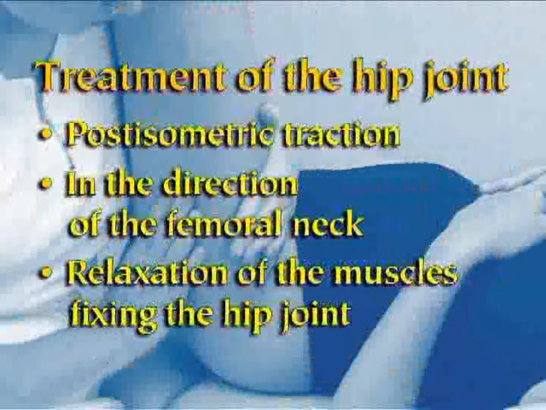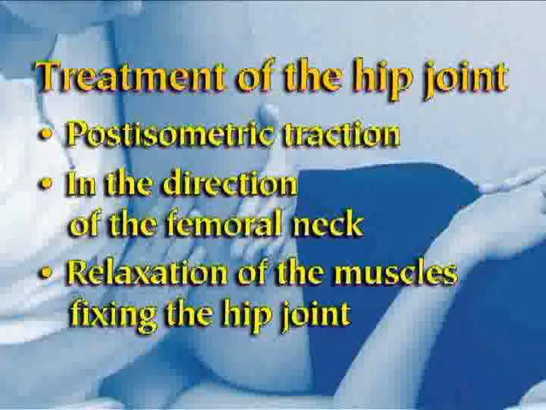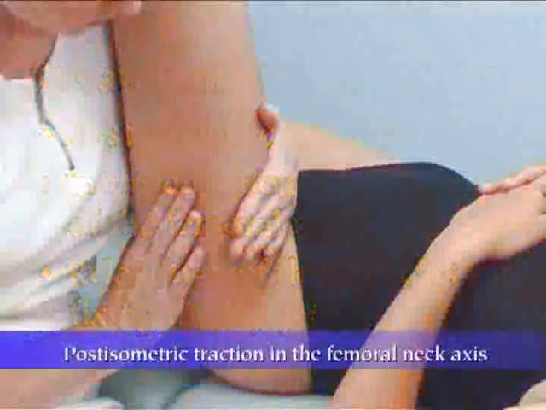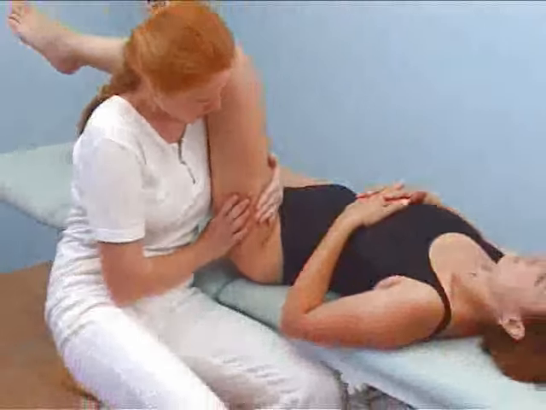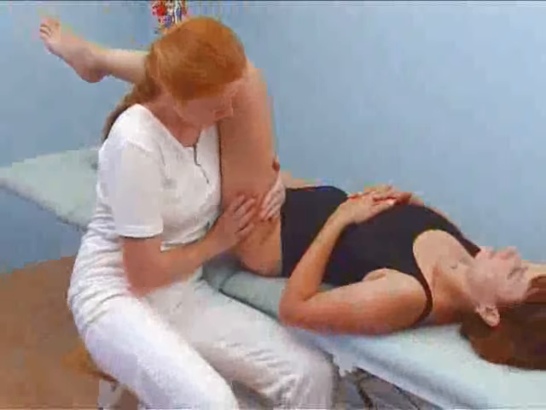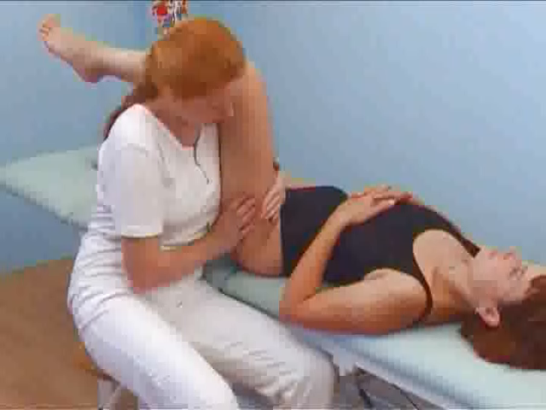The most important manual technique for treatment is post-isometric traction. It's applied most frequently in the direction of the femoral neck. By this method, relaxation of all the powerful muscles of the hip joint is achieved. For this technique, the patient is supine on the edges of the table. The clinician is sitting by the table. The patient puts his leg flexed at the knee over the therapist's shoulder, who puts his hand or forearm round the patient's thigh at the groin.